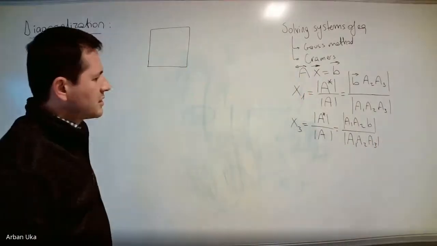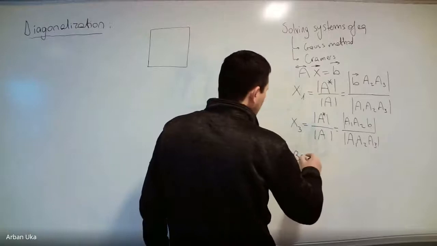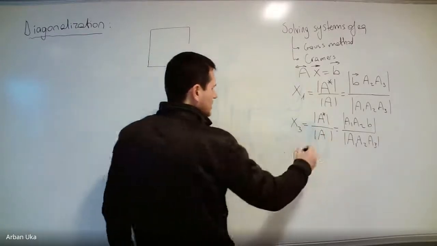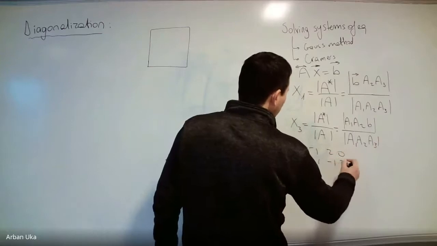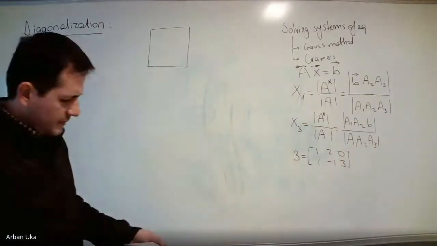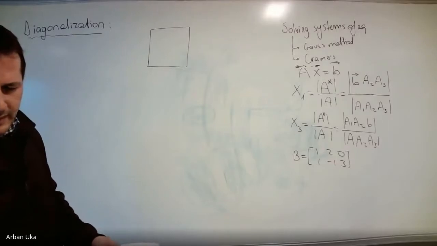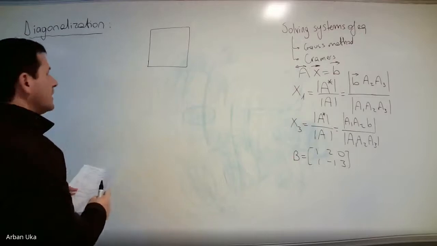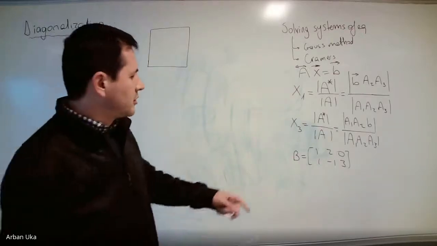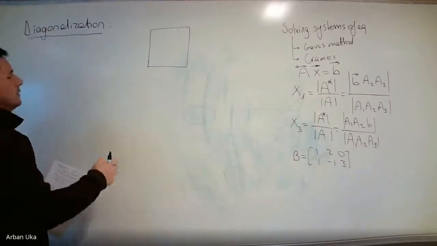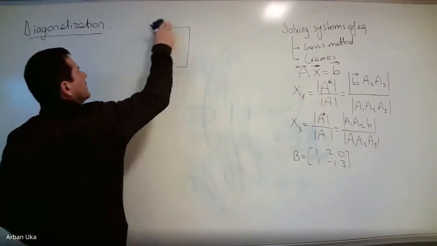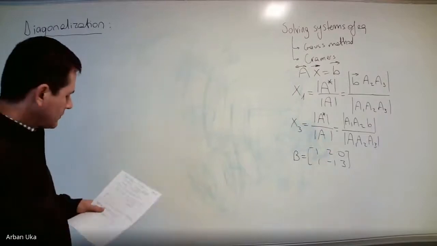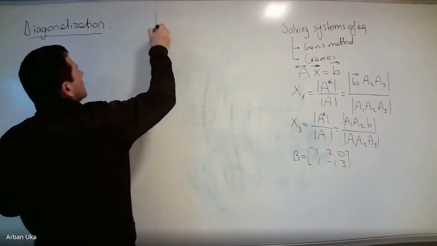Now, what is the determinant of this matrix B? I'm coming up with a different matrix, which is 1, 2, 0, 1, minus 1, 3. What is the determinant of this matrix? So, can you find the determinant of this matrix B here? Matrix B is not a square matrix, so I don't know if it has a determinant.